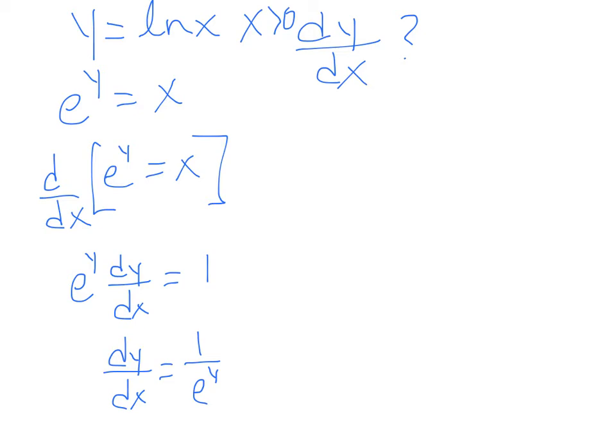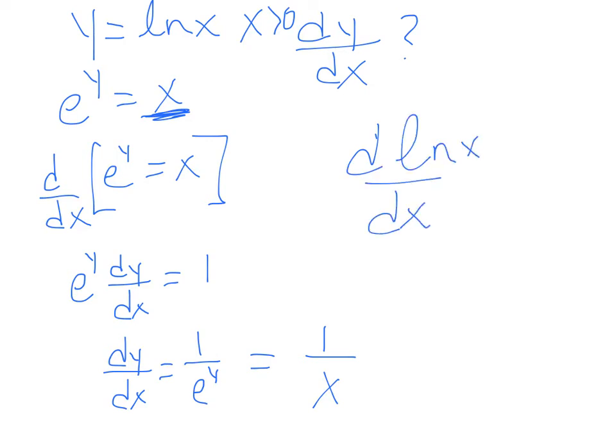But if we notice, what is e to the y? e to the y is equal to x. So that tells us that dy dx is 1 over x. And so we can answer our original question, when y is equal to the natural log of x, the derivative of the natural log of x with respect to x is simply 1 over x.